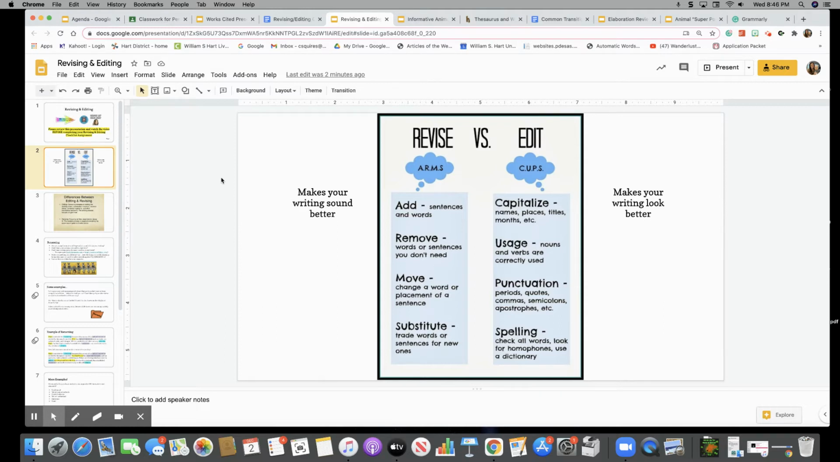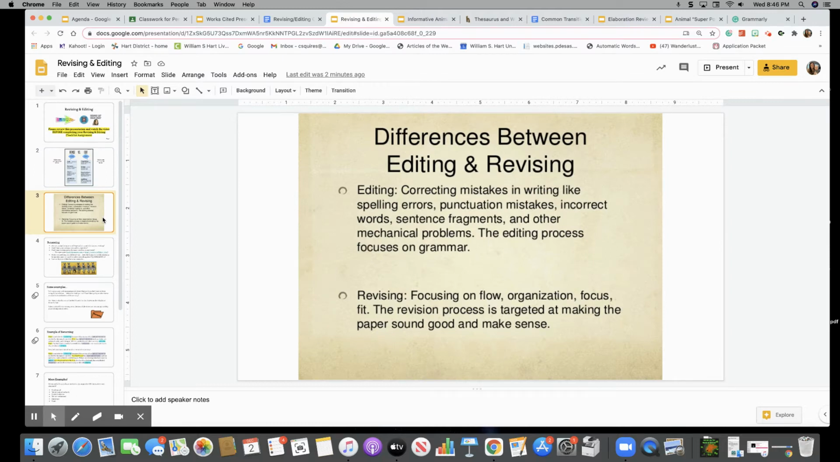For editing, you are really using your Quill activities to help you with this. It's about your capitalization, your word usage, the punctuation, the spelling. And so those are just things to keep in mind as you go through your writing. When you are comparing editing to revising, or contrasting the two, they both help your writing to be stronger. But editing is really about grammar. So that's where those Quill activities come in.